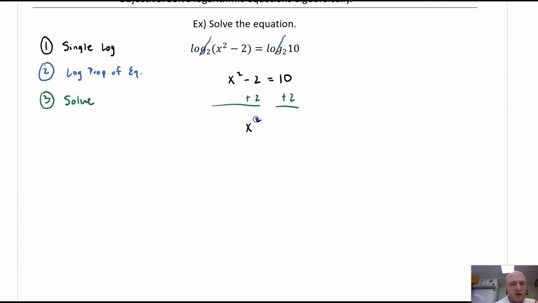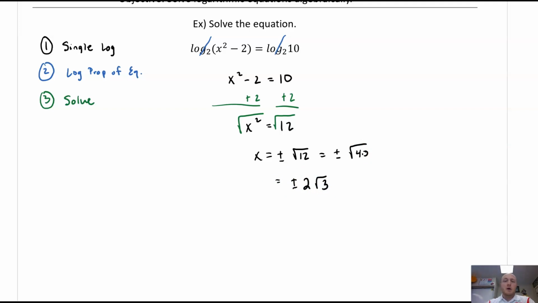We get x squared is equal to 12. Now I'm going to take a square root of each side. So we get x is equal to plus or minus square root of 12. And 12 can be rewritten as 4 times 3. So our solution is plus or minus 2 root 3.